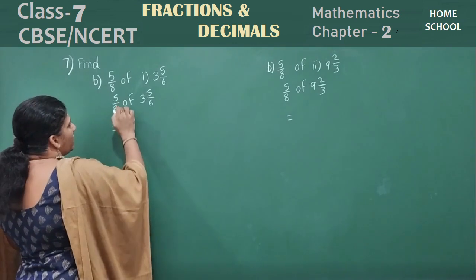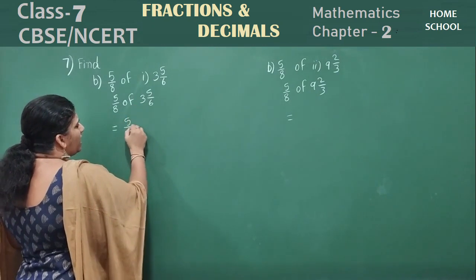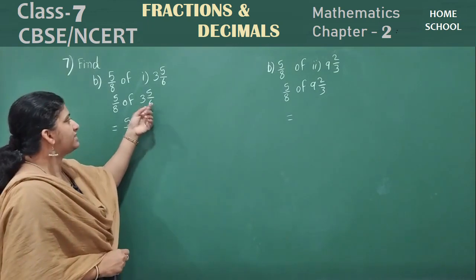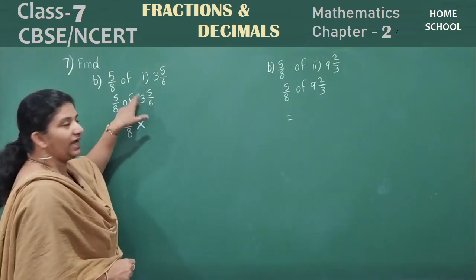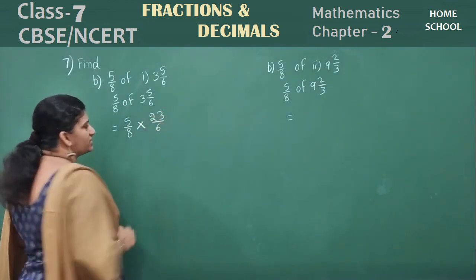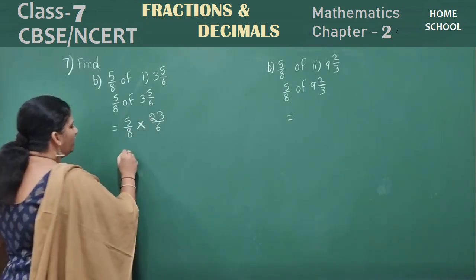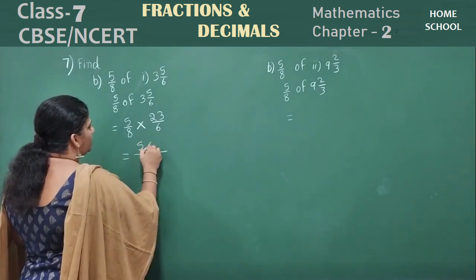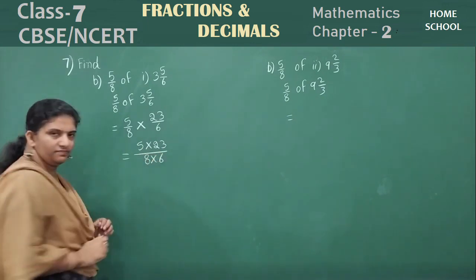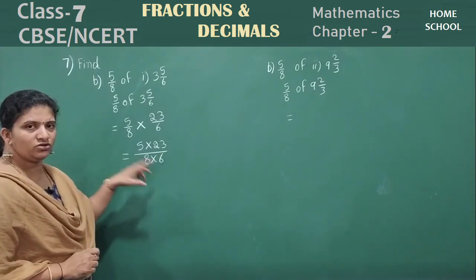So now, 5/8 of, remove this one and rewrite again, 5/8 of into. Now convert this one, children. 6 threes are 18, 18 plus 5, that will be 23 by 6. Now what do we need to do? We need to multiply: 5 into 23 by 8 into 6.